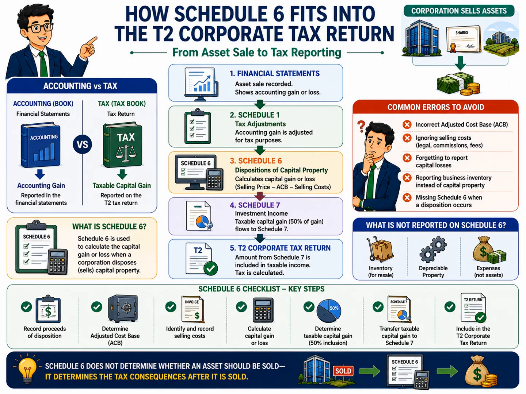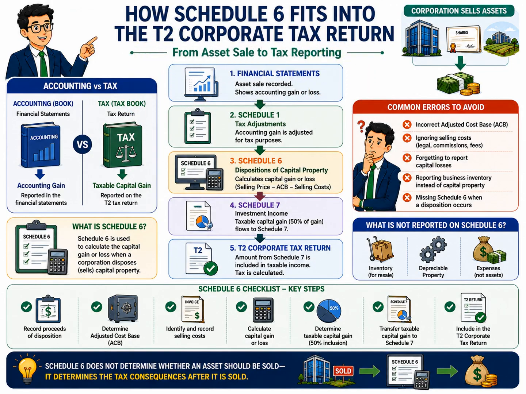The panel on the right shows some common mistakes to avoid. These include using the wrong adjusted cost base, forgetting to deduct selling costs such as legal or brokerage fees, overlooking capital losses, reporting inventory instead of capital property, or forgetting to complete Schedule 6 when a disposition occurs. Any of these mistakes can result in an incorrect capital gain calculation and an inaccurate T2 return.